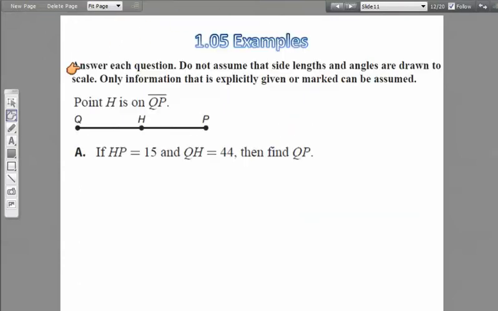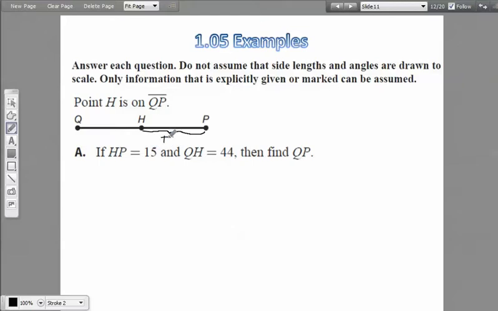Let's look at some examples. It says, do not assume that the side lengths and angles are drawn to scale. Only information that is explicitly given or marked can be assumed. So don't ever make any assumptions about anything in geometry. It says point H is on segment QP, and we can see that too. It says HP equals 15, so this right here is 15 units long.